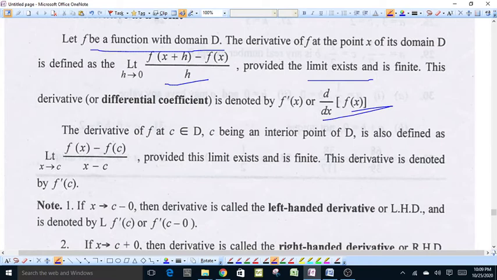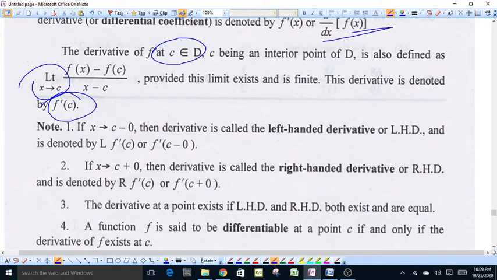The derivative of f at a point c in its domain is also defined as the limit as x approaches c of (f(x) - f(c))/(x - c), provided this limit exists and is finite. This derivative is denoted by f'(c), the derivative of f(x) at point c.